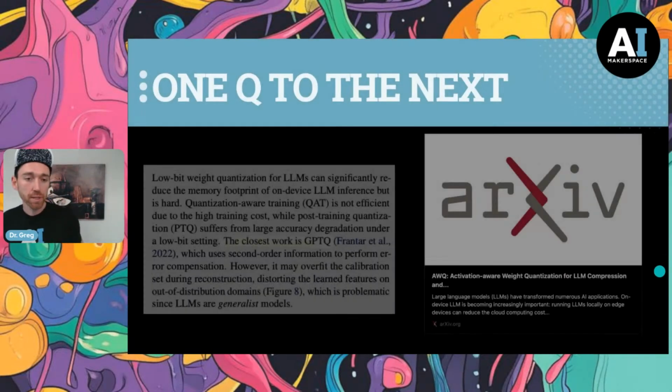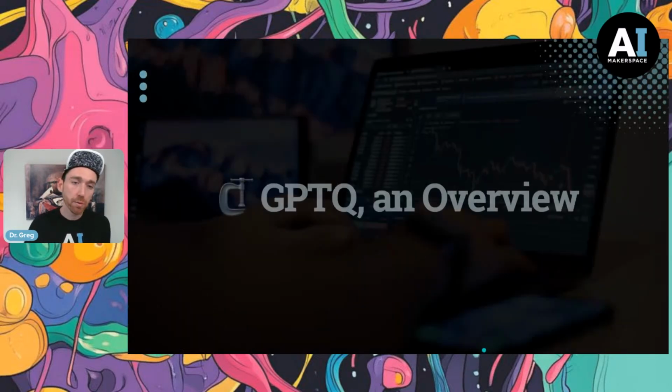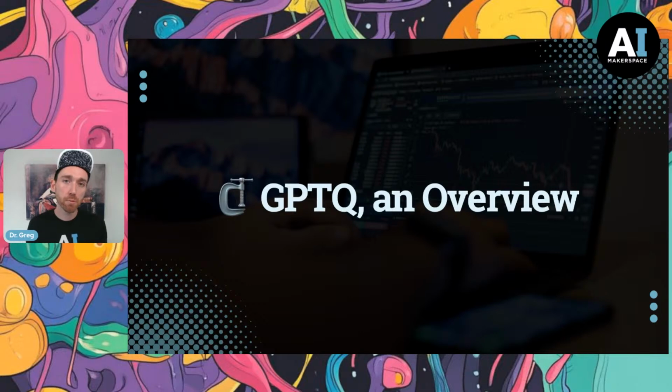Okay, so if we zoom in here again on AWQ, this paper is from June 2023. At the time, they said the closest work is GPTQ. That's the people who are the closest to what we're doing. They put something out, and we got some inspiration from that. So here we are. GPTQ. What was the inspiration? GPTQ seems to connect blockwise k-bit quantization from 2021 to AWQ from 2023.